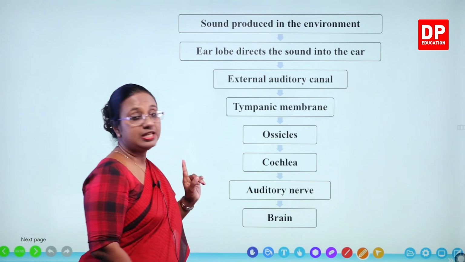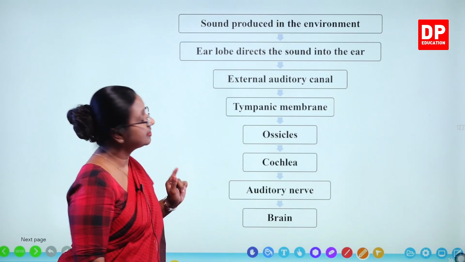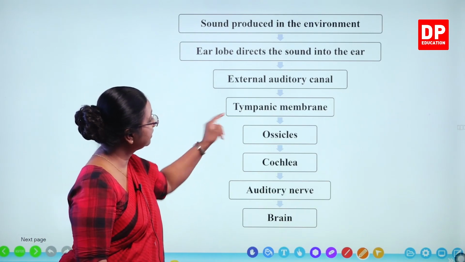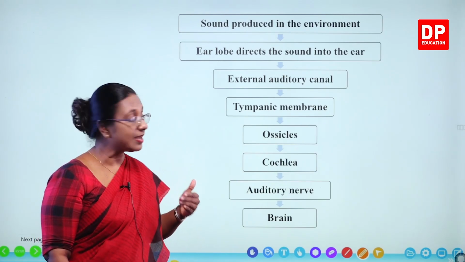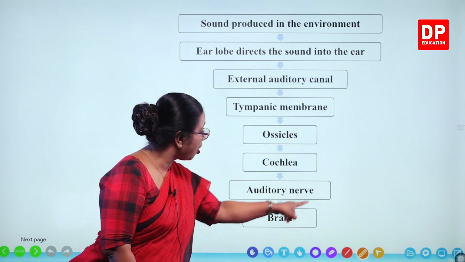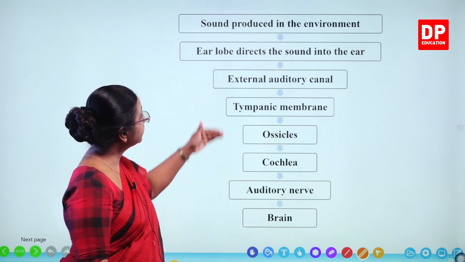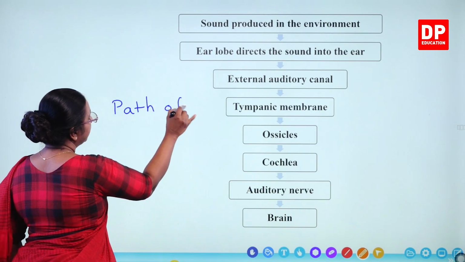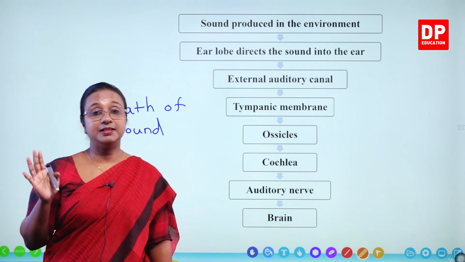So sound produced in the environment is directed to the earlobe, and earlobe directs the sound into the ear, and that is directed into the external auditory canal. That again is given to the tympanic membrane. Then from there, the ossicle starts vibrating. From there, it is transmitted to the cochlea, and then the auditory nerve carries the auditory sensors to the brain. So, this is the path of sound until it is interpreted by the brain.